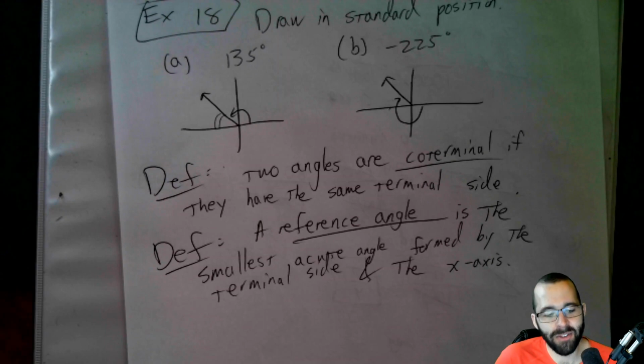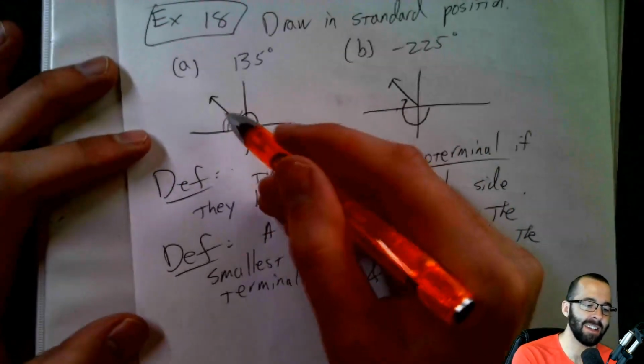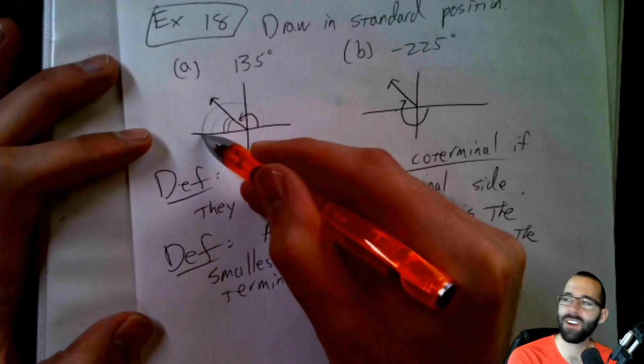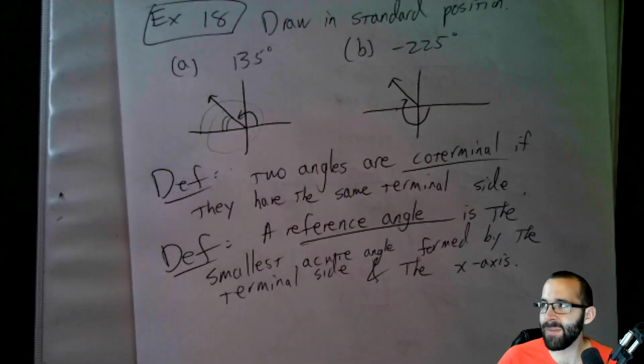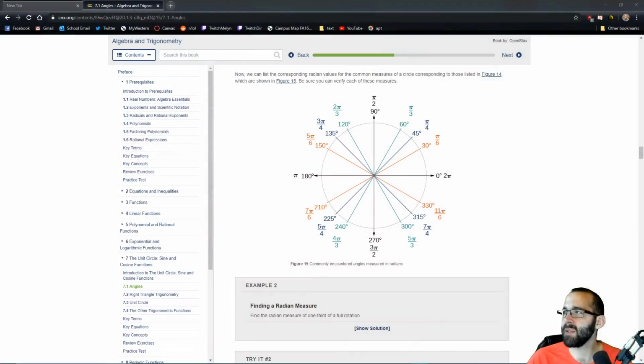And the reason why we have the verbiage of the smallest acute angle is because technically, this angle is also an angle with the x-axis. But that's not what we're talking about for reference angles. So let's just look at a couple examples right here with our good trusty friend figure 15.